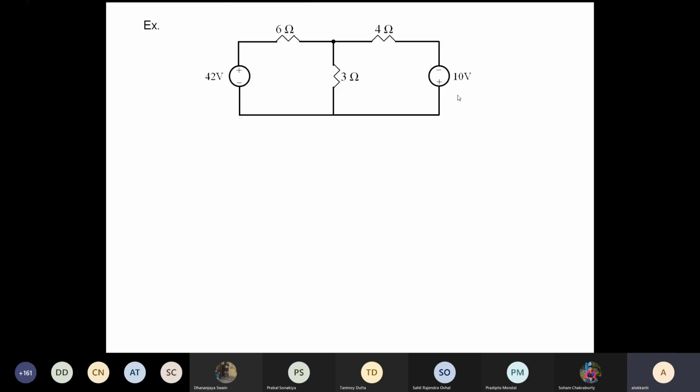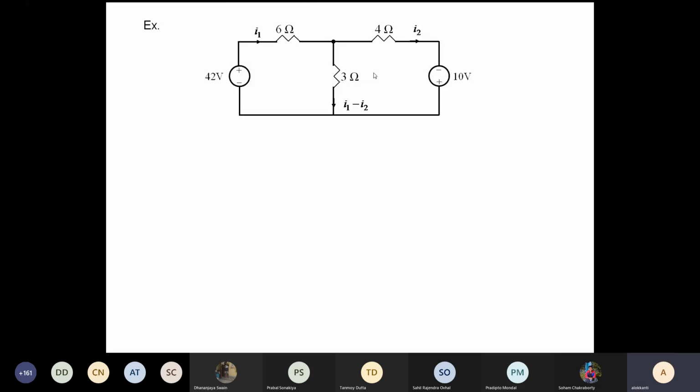Now suppose the current through this branch is I1. Ultimately, once you are given a circuit, the job is to solve for the currents or whatever electrical quantity has been asked. So suppose the current through this is I1 and the current through this is I2. What is happening at the central node? I1 is the incoming current, I2 is the outgoing current. So what is the current? I1 minus I2. I1 minus I2 is the current through the 3 ohm resistance.